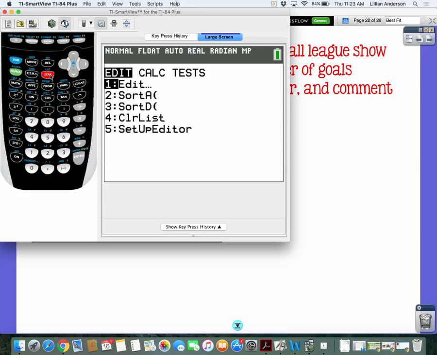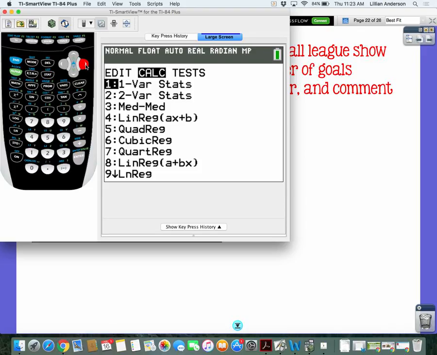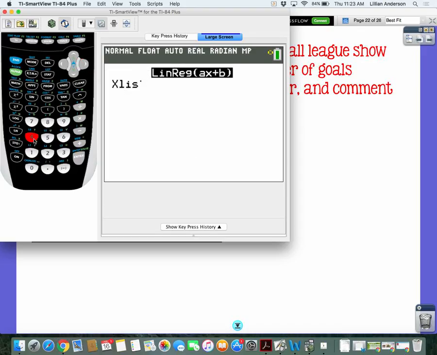So you'll go to stat. You'll go over to calc. Remember, this is where we went to find our mean and Q1, Q3. Well, we're going to go down to option 4, which is LinReg. So we'll press stat, over to calc, go to option 4, and LinReg. Now, raise your hand if your calculator looks like mine.